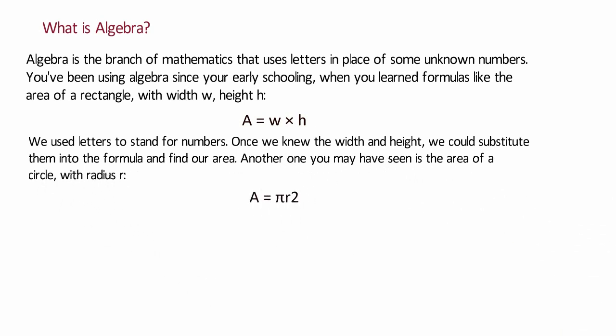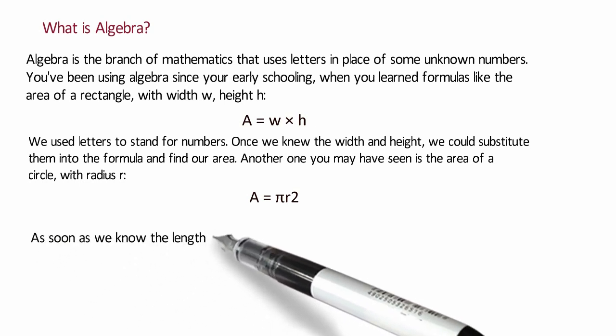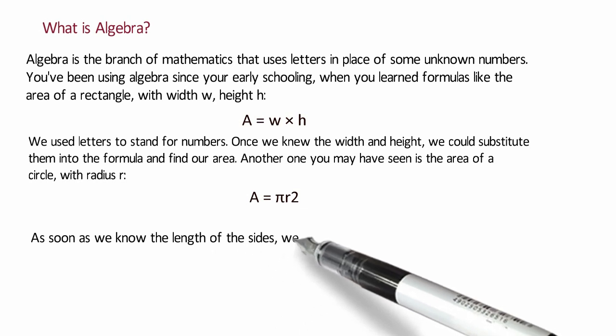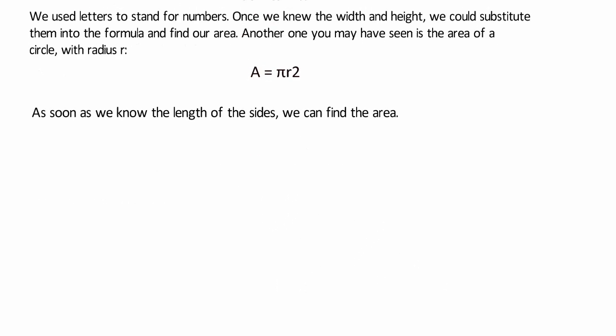Another one you may have seen is the area of a circle with radius r. A equals pi r squared. As soon as we know the length of the sides, we can find the area.